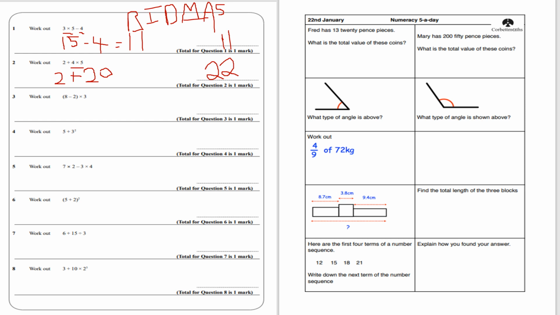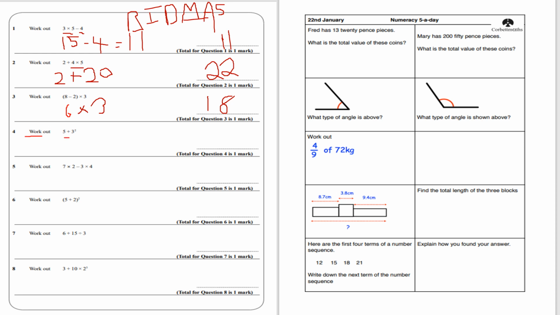Okay. The next one, work out 8 minus 2 in the brackets times 3. Well, I do the part in the brackets first. 8 minus 2 is 6, okay, and then 6 times 3 is 18, okay, so the answer is 18, okay. Apologies, yeah, so that's meant to look like a 6, okay, and not an infinity symbol. That's a 6.